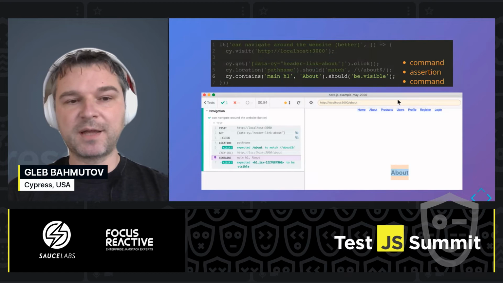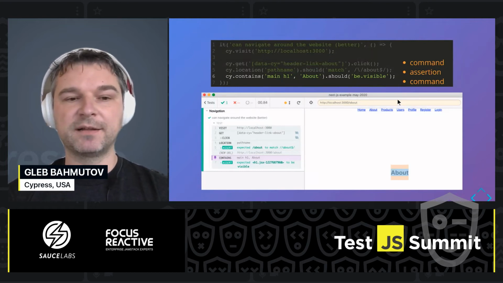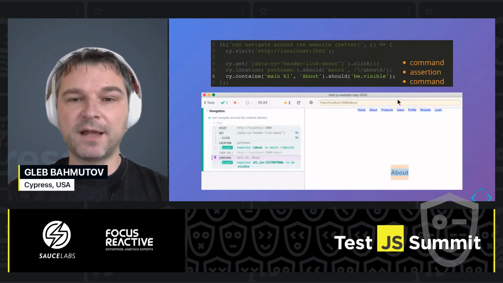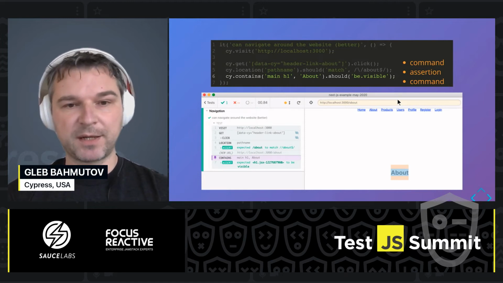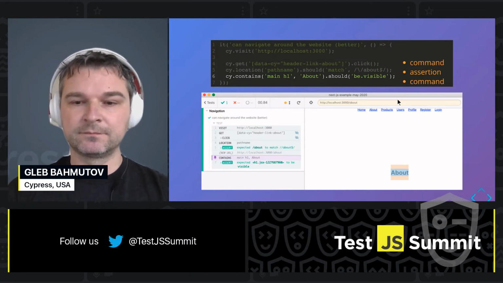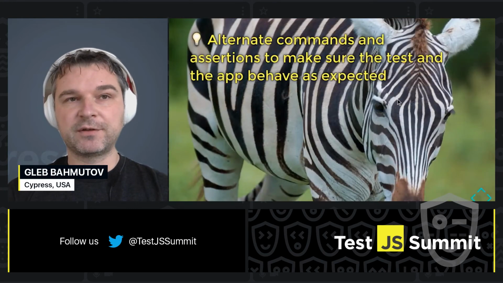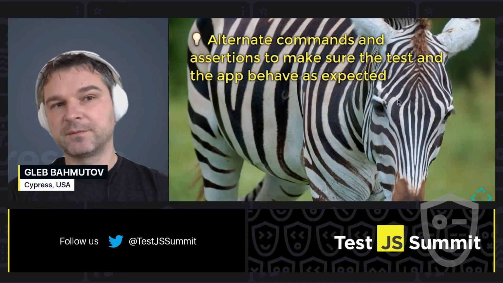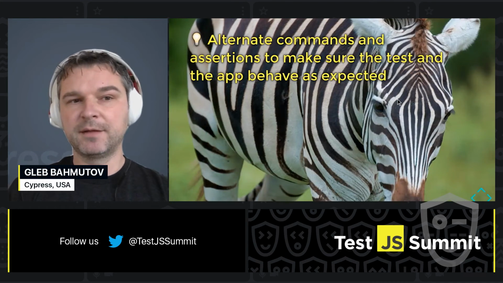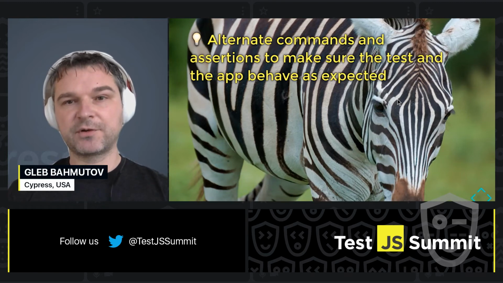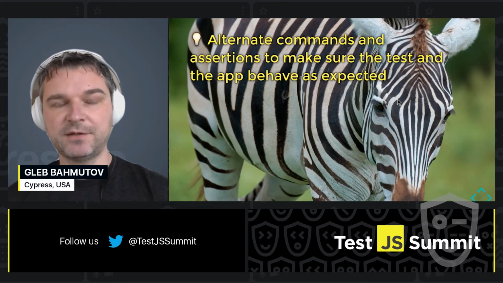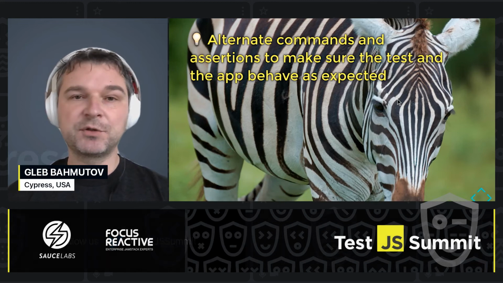If we look at the result and we hover over contains command, well, now we can see that clearly we are on About page and we find the text that we expect to find. So in general, just like a zebra, try to alternate commands and assertions to make sure that the test runner doesn't run away from the application and in fact does what you expect it to do.